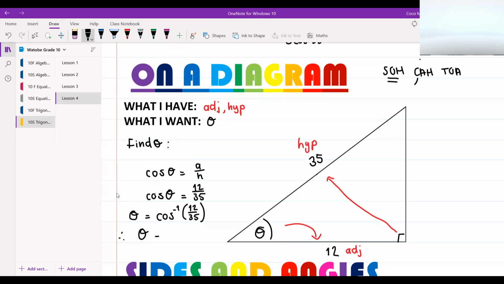Therefore, theta is equal to 69,94, but when you round it off, it's 69,95. 95 what? Degrees.